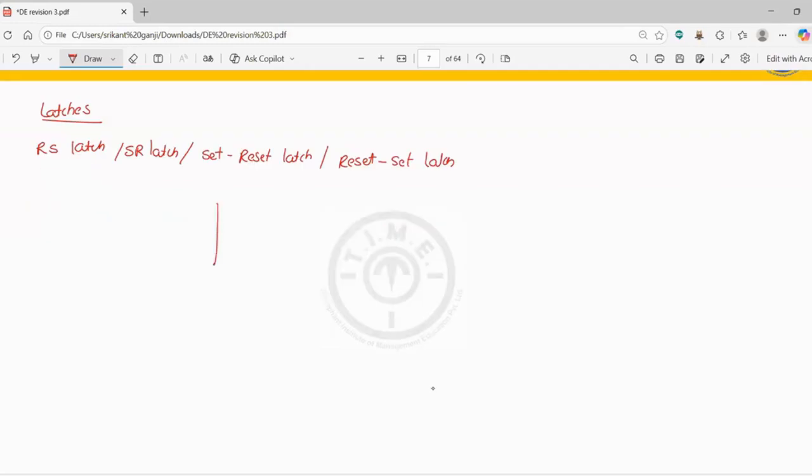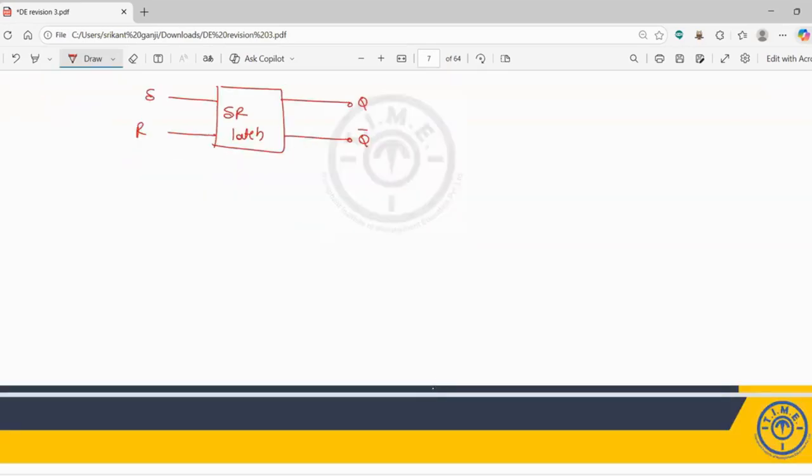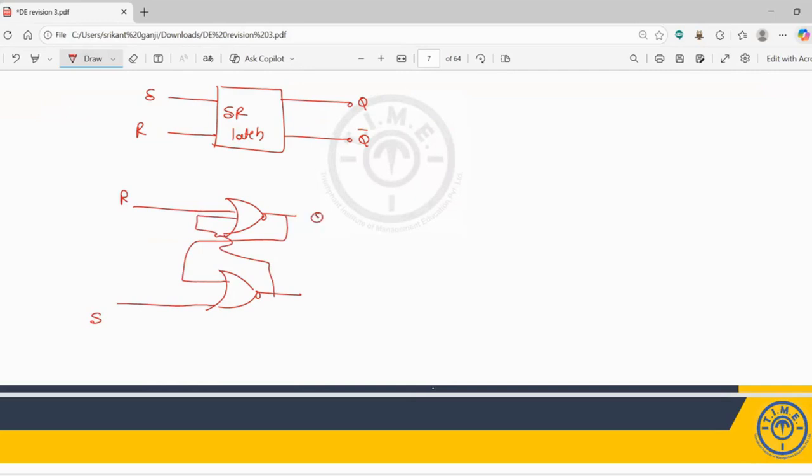If you are going for the logic diagram of the SR latch, this is set and reset. The output is Q, the present state, and Q bar. For the logic circuit of the SR latch, we are using NOR gates. So this is R and this one is S. The first one's output is given to the second, and the second's output is given to the first. Let us say this is Q here and this is Q bar.